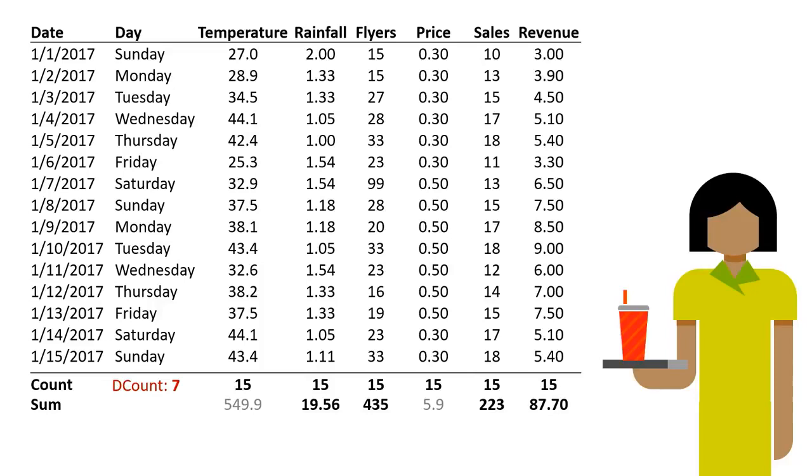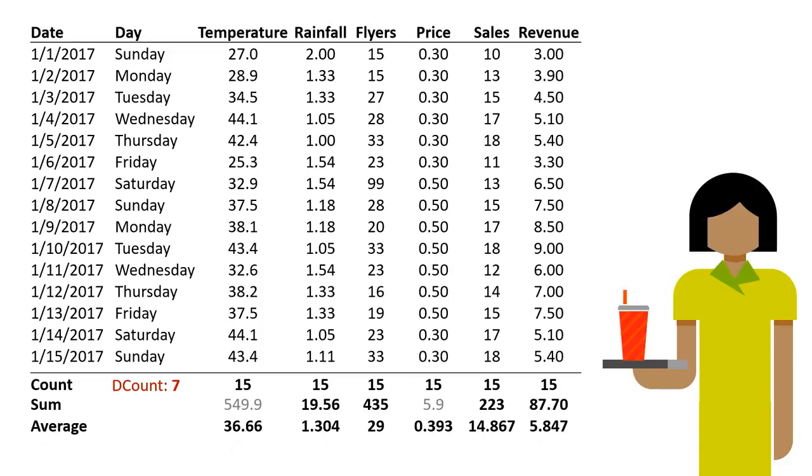But some of the totals aren't so useful. The total temperature is meaningless, as is the total price. The average is calculated as the sum of the field values divided by the number of records. And with a few caveats that we'll explore later, it gives us a good idea of a typical value for the field within the dataset as a whole.